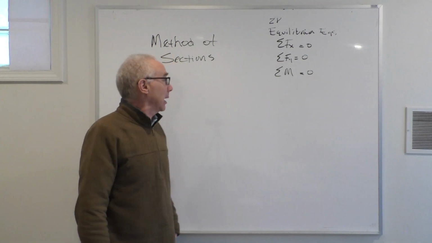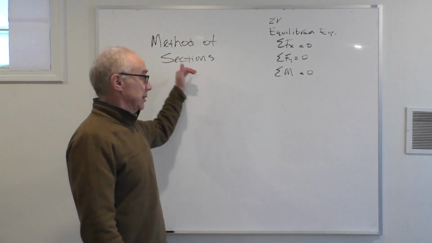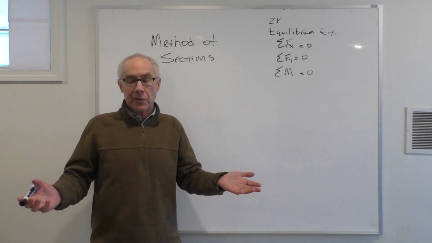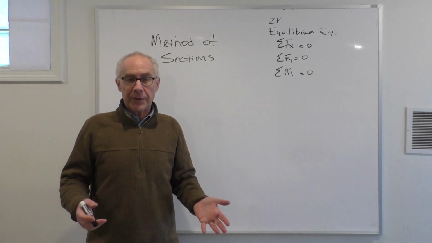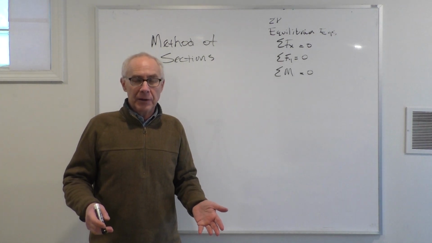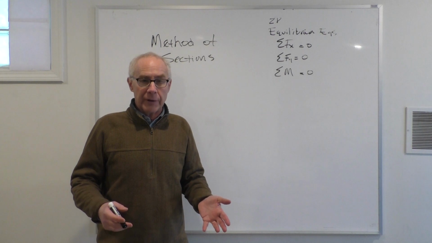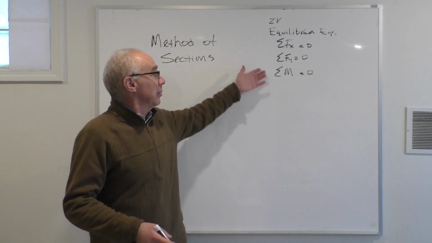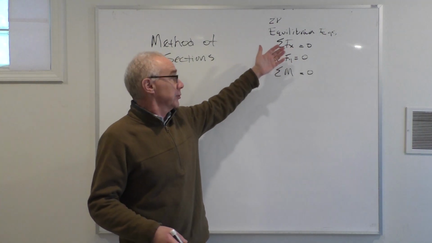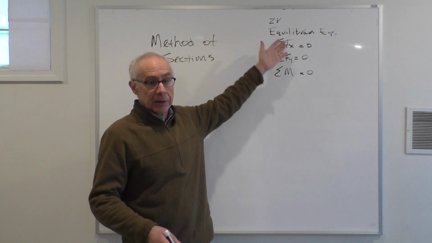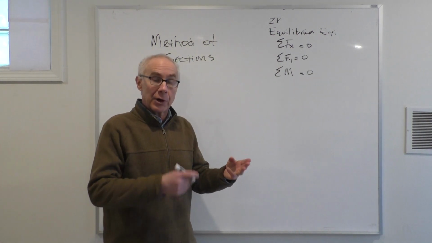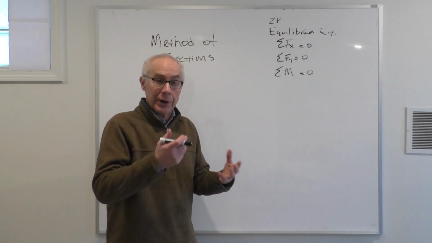Today we're going to be talking about the method of sections, another method for analyzing structures, very similar to the method of joints in that you're solving essentially by applying your equilibrium equations. And you should remember these in 2D, at least, there's three equations. You can always solve for three unknowns.